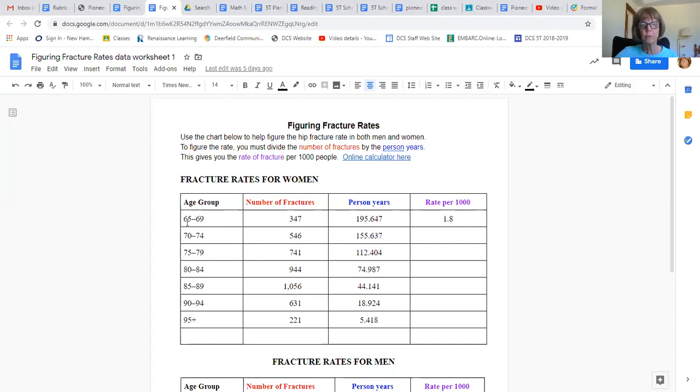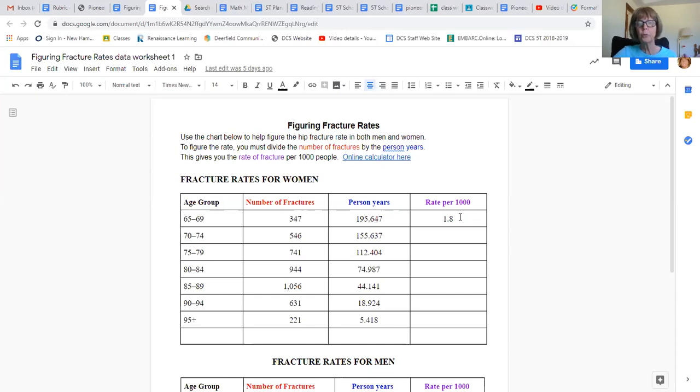So you can see that the women, you're looking at the women chart, between 65 and 69, had 347 fractures in that 10-year period. So the person years is, if you take the number of people that were in the study, say there were 50 women in the study, you would multiply them by the 10 years that they were in the study. So that would be 500 person years. So the person years is data they've already given you. It's the number of people in the study times that 10 years.